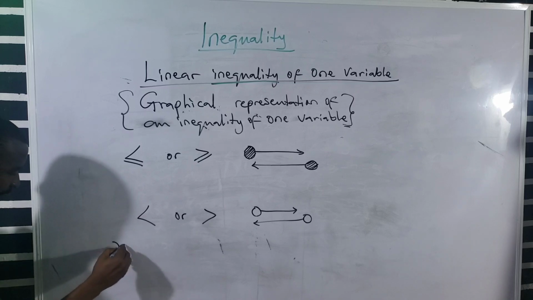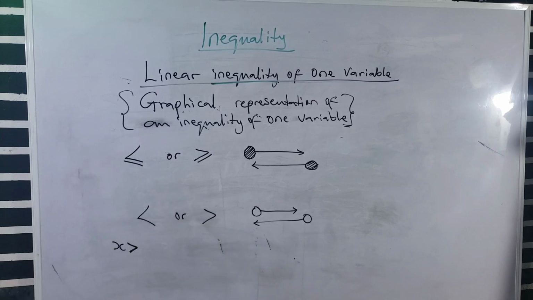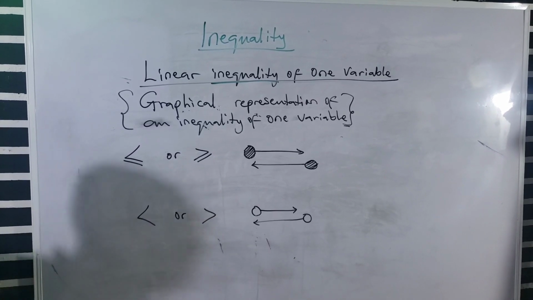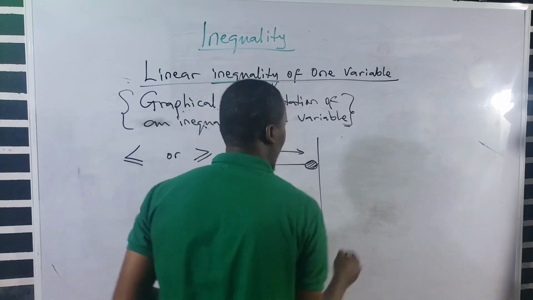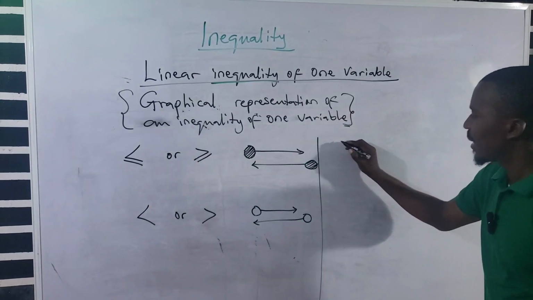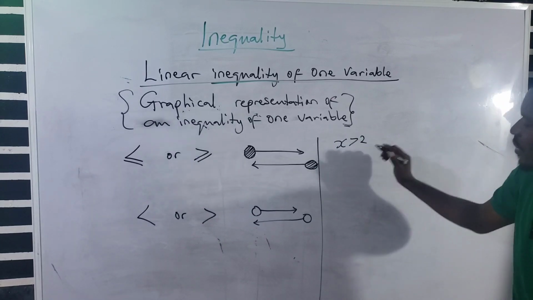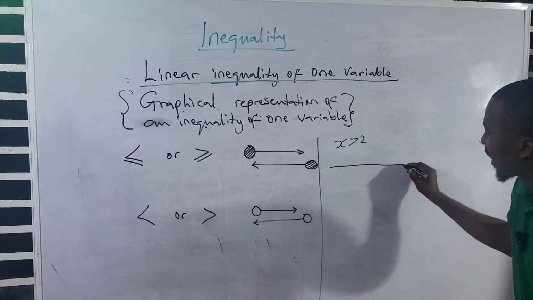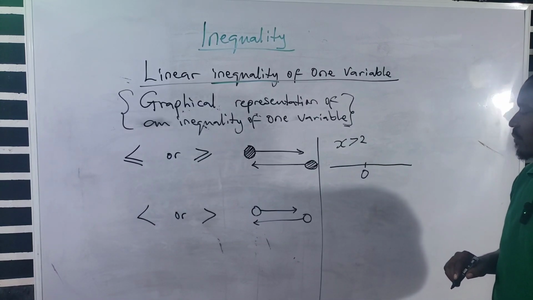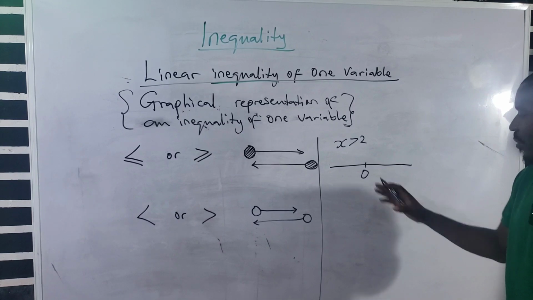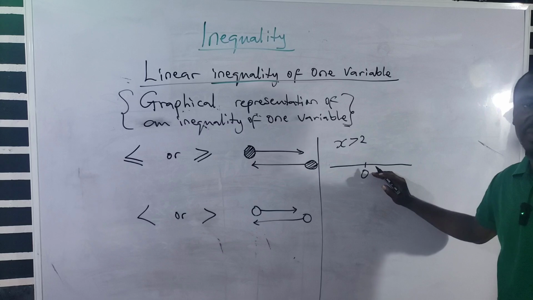So let's say x is greater than 2. What I will do here is to first of all sketch my number line. I can make reference of 0, not necessarily, but I'm making reference of 0 because this number is a little bit close to 0.